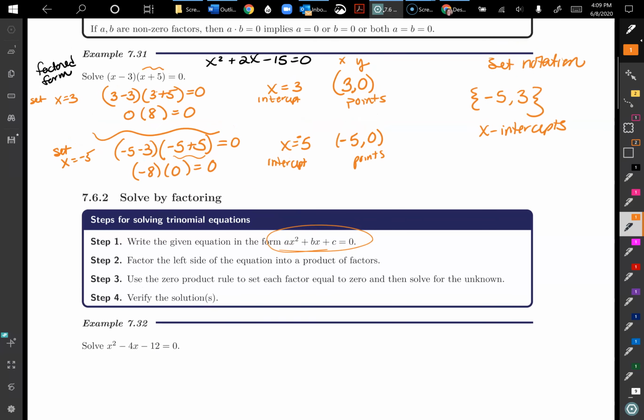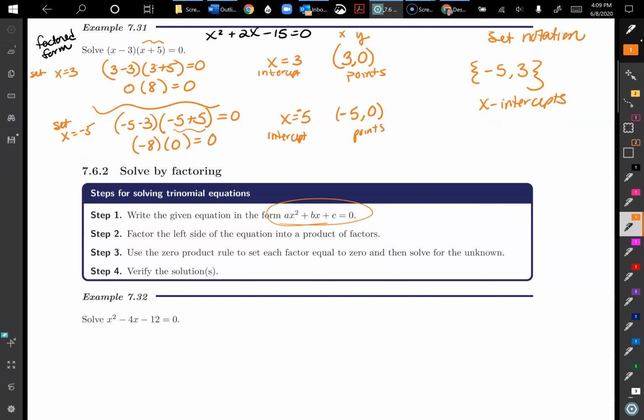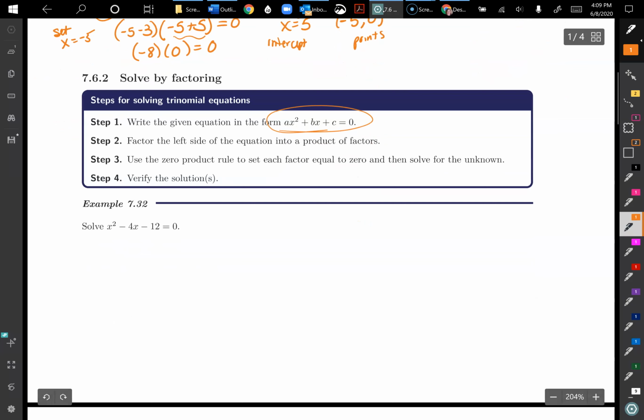And we just follow the same factoring procedure, except now we have an equation that's set equal to 0 because we're finding x-intercepts. So we have the steps here. Solve by factoring: write the given equation in this form that I just said, ax squared plus bx plus c equals 0. Step 2, factor the left side of the equation into a product of factors. Use the zero product rule to set each factor equal to 0 and then solve for the unknown. Verify the solution. So you've got to plug back in, make sure it works.